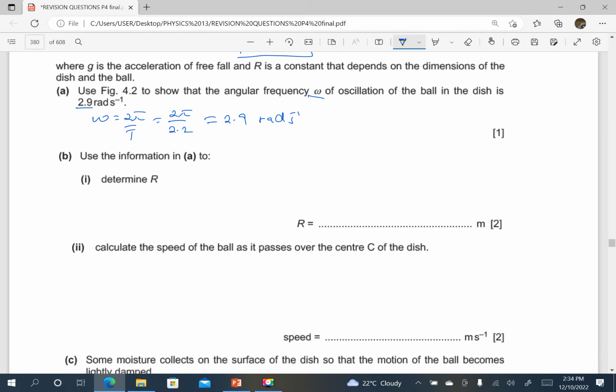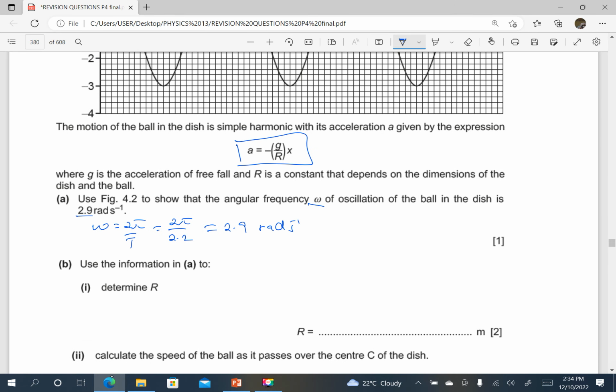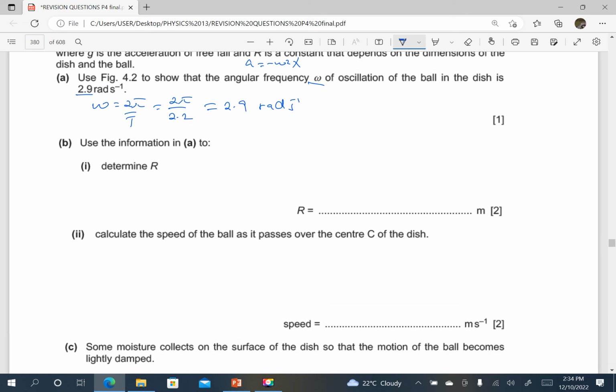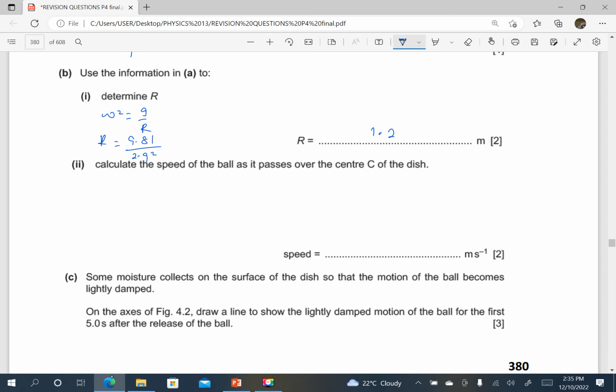Use the information in A to determine R. In A, remember, we have that a is equal to negative g over R. Compare with a equals negative omega squared x. So omega squared is equal to g divided by R. So R is going to be g, which is 9.81, divided by omega, which is 2.9, but squared. I just press my calculator. So this is 1.16, or approximately 1.2 meters.